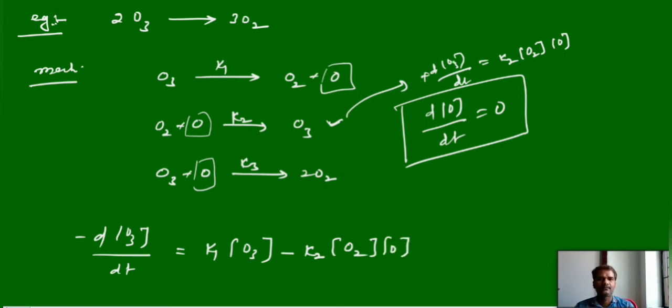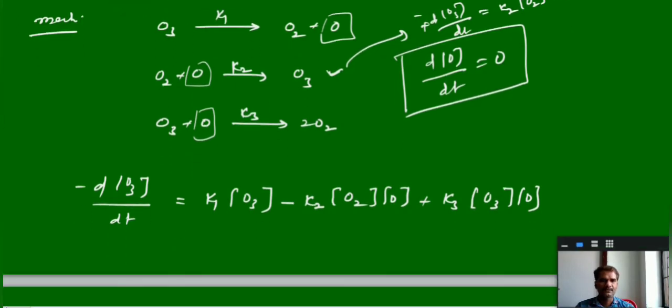You can take minus on both sides and add. Again in the third equation, O3 is involved, but here this is positive, K3 [O3][O], and this is the overall decrease in concentration of ozone, -d[O3]/dt, for these three reactions we are writing together.